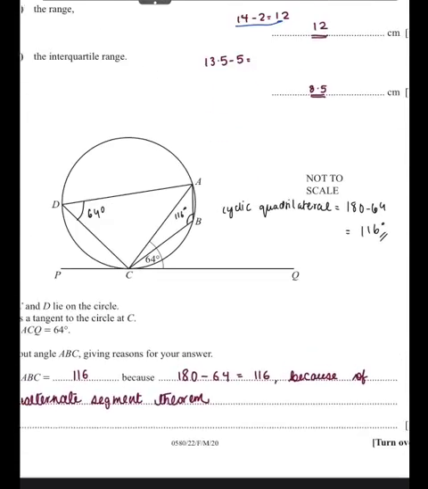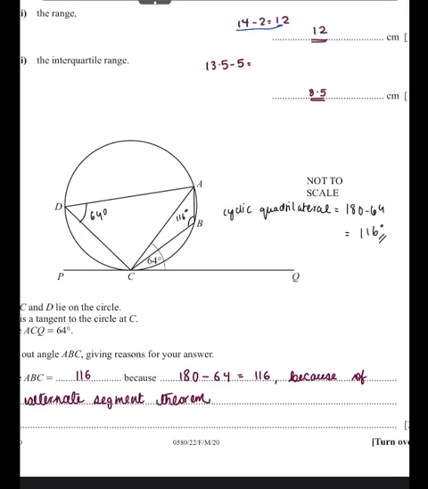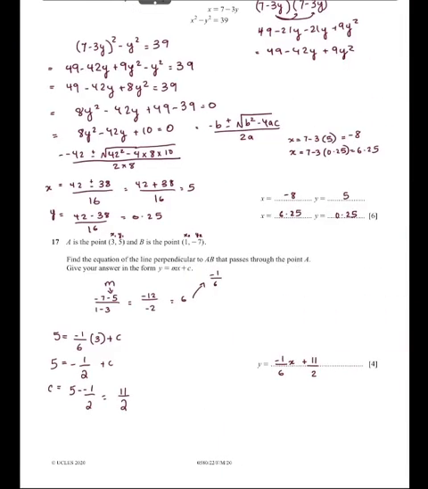Then you have a circle theorem question. So we have to work out the angle of ABC. We have to calculate this angle, and this angle will be 116 because we have to do 180 minus this 64. And that is due to the alternate segment theorem. Since you have to give a reason for your answer, you also have to mention that it is due to the alternate segment theorem.